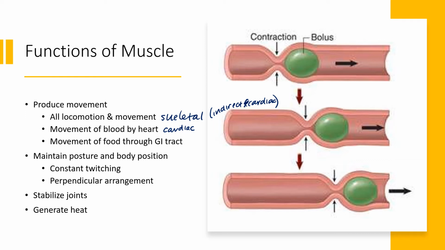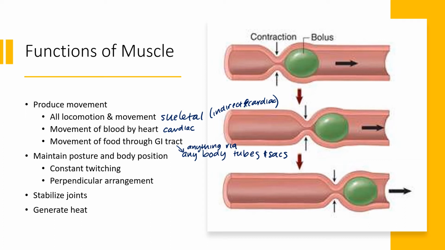And the movement of food through the GI tract or anything through the tubes of your body. Your blood vessels are big open tubes that blood travels through. Those are lined with smooth muscle. Your ureters, your bladder is a big sac, body tubes and sacs. Your urinary bladder is a big sac that's lined with smooth muscle.